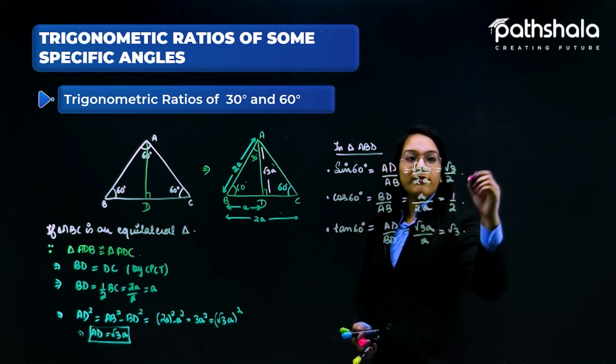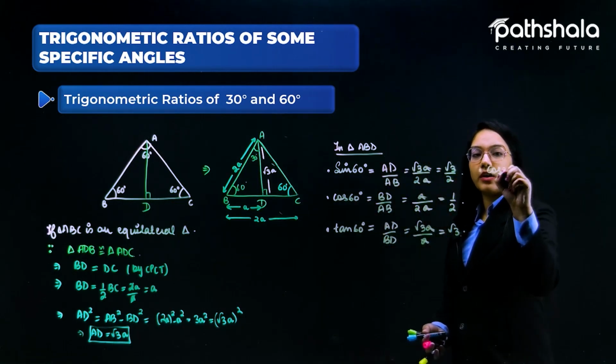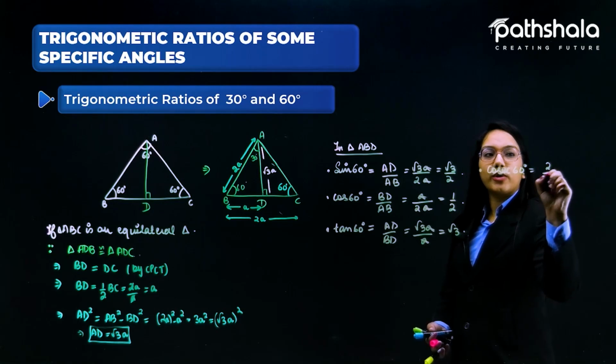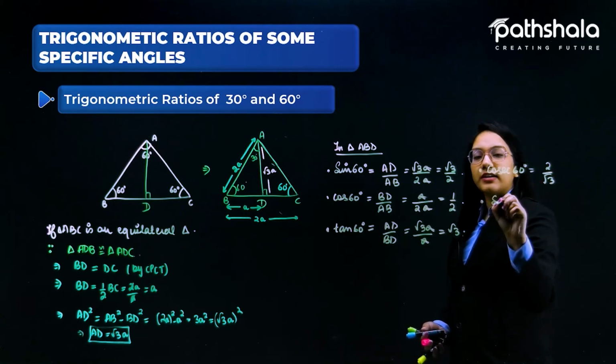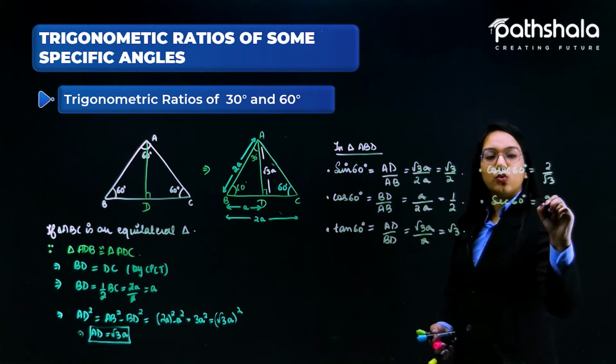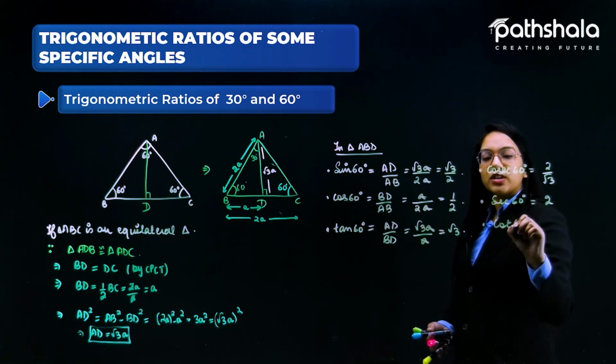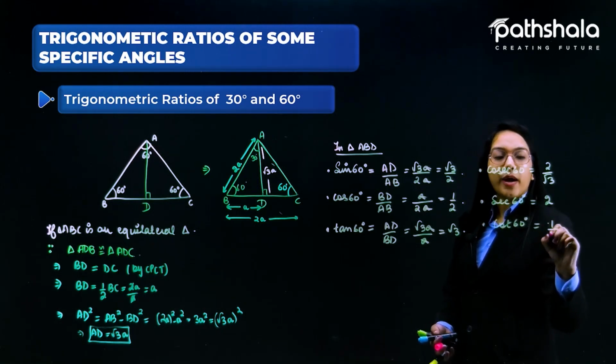So similarly you can find cosec of 60 degrees, which is 2 by root 3. Similarly you can find sec of 60 degrees, which is 2. Similarly you can find cot of 60 degrees, which is 1 by root 3.